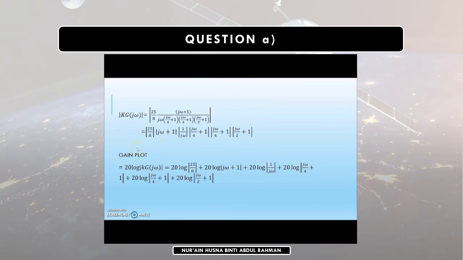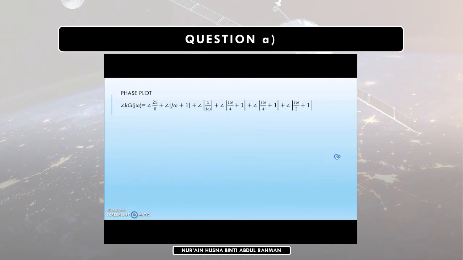From the previous equation, we separate each part to find the gain part and the phase part. To find the gain part, we need to use the formula which is 20 log magnitude of KG(j omega). So the new equation for our gain plot is 20 log magnitude of 25/8 plus 20 log magnitude of j omega plus 1 plus 20 log magnitude of 1 over j omega plus 20 log magnitude of j omega over 4 plus 1 plus 20 log magnitude of j omega over 2 plus 1.